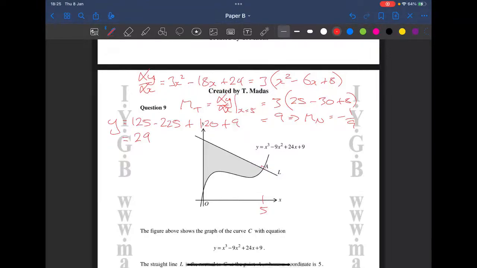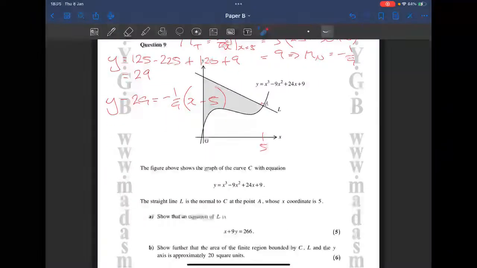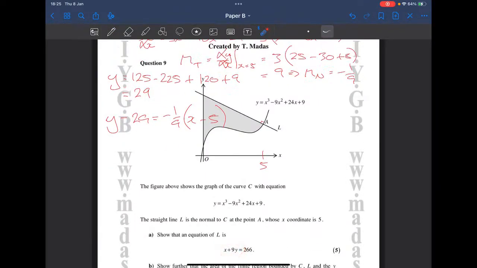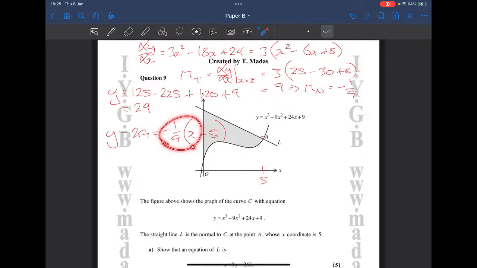So now what do we have? We need to do y minus y1. So y minus 29 is equal to m, which was minus 1/9, of x minus 5. So let's expand the brackets. It's actually probably easier to times by 9. So over here as well, we want to have 9y at the end. So instead of making a 9th of x, just make 9y even. So 9y, what is 29 times 9? Not what I want to do in my head. It's 261.